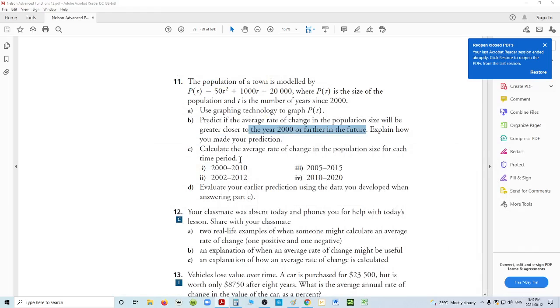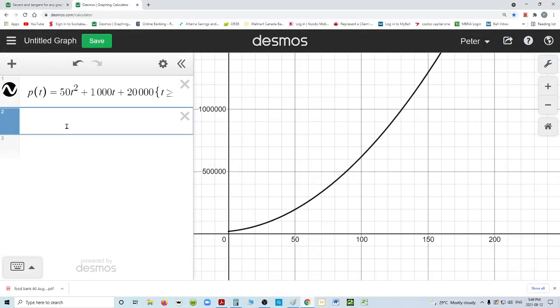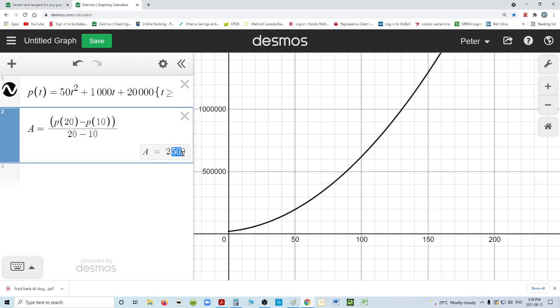Calculate the average rate of change between these values, 2000 and 2010. Okay, let's do that. Let's find out. Average rate of change is going to be P20 minus P10, divided by, I did the same mistake, I've got to put that in brackets. Close brackets. And what's 20 minus 10? It's 10. So it's going to show me the average rate of change is 2,500 people per year. That's how quickly it is growing.